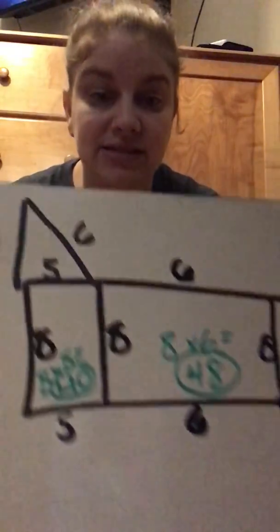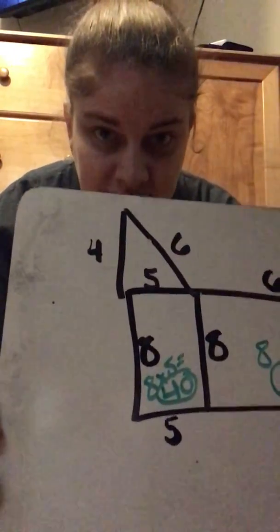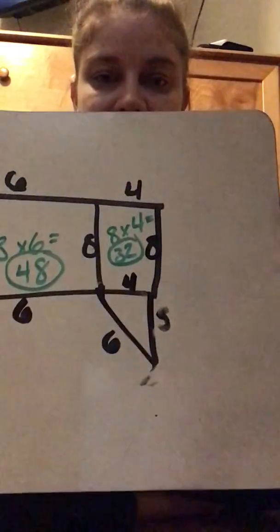The middle one, I would multiply 8 times 6, and 8 times 6 is 48. So I have found the middle one. And then the last one is 8 by 4, and 8 by 4 is 32. So I found the area of the first one by doing 8 times 5, the middle one by doing 8 times 6, and the very last one by doing 8 times 4.